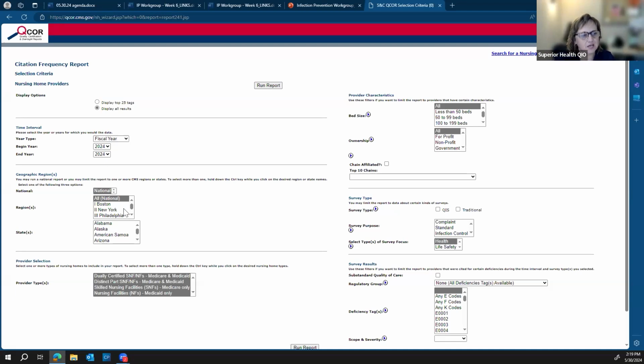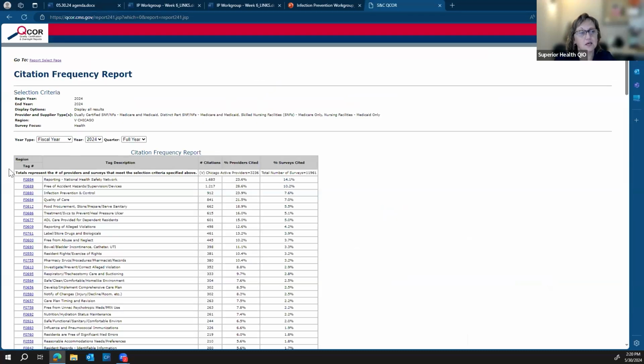Then you can drill down for different regions, and these are CMS survey regions. We are in the Chicago region. So Michigan, Minnesota, and Wisconsin are in region 5, which is Chicago. Then we're going to run the report, and this report will tell us the top citations for our region, which includes Michigan, Minnesota, Wisconsin, Illinois, Ohio, and Indiana. We represent only 3 of those states, so this is all 6 states combined.